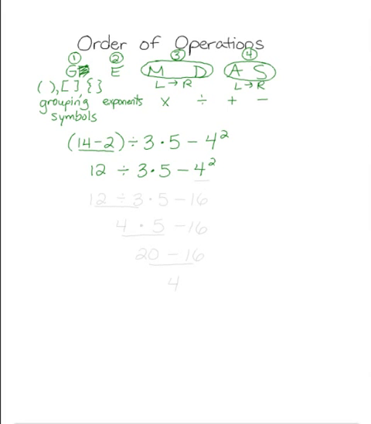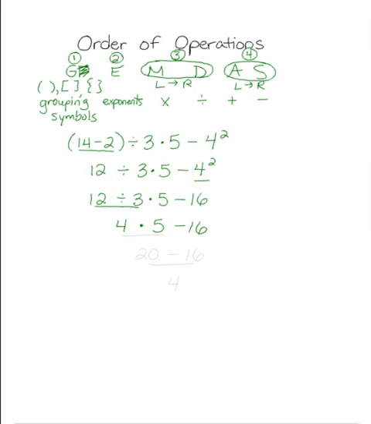The next step in order of operations is exponents. That's the 4 squared. So now we have 12 divided by 3 times 5 minus, and 4 squared is 16. Next is multiplication and division from left to right. So you will look at the problem from left to right, and whichever one you encounter, multiplication or division, you will do that one first. So we actually come to division first, because you see we have 12 divided by 3. This is 4. So now we have 4 times 5 minus 16.